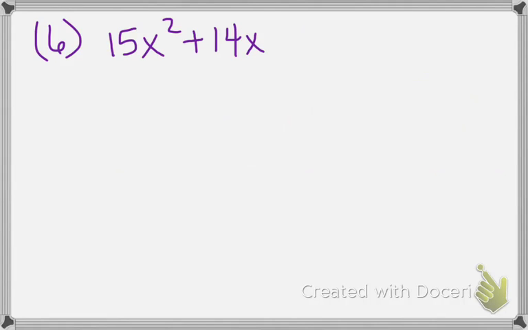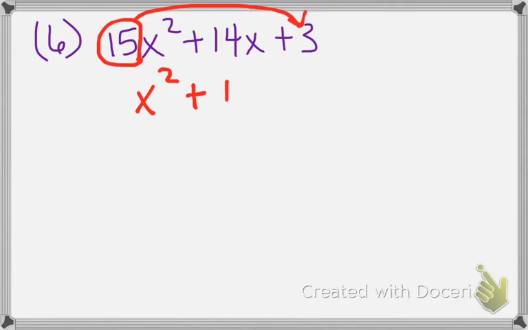Going on to number 6. This problem does have a leading coefficient. The first number in this problem is 15. So we have to do some extra steps to get this to work out. The first thing we're going to do is take the 15 and multiply it to the end. So that's going to change this problem to be x squared plus 14x plus 15 times 3, which is 45.